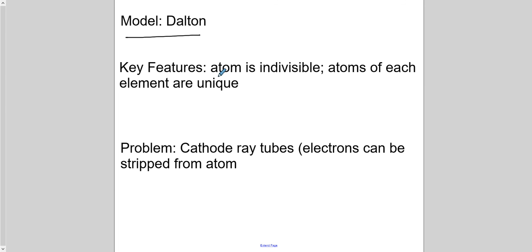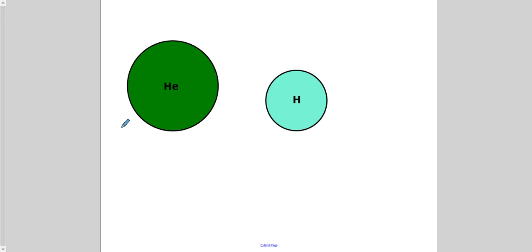The big things were that the atom was indivisible, and atoms of each element are unique. So we have this picture of this single entity, like this might represent a helium atom, this might represent hydrogen. There was no real understanding of what might make each of these things different, but based on chemistry and chemical experiments, Dalton decided that there was probably something unique about each and every atom of each element.